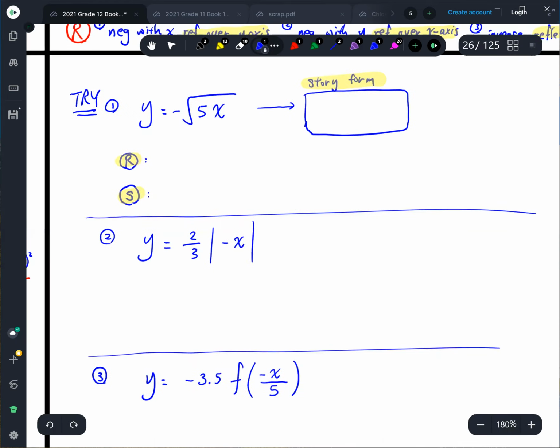Is it negative y is equal to square root of 5x? It's good that you moved the negative over, right? Very good, but it's not the final form that we want. You cannot square it. You cannot change the square root. If it's square root, it stays as square root. Don't get rid of the square root.